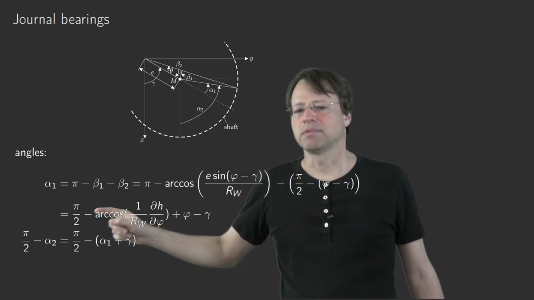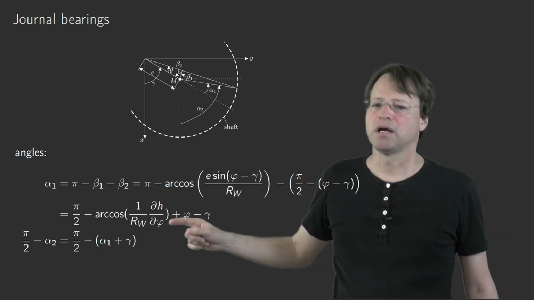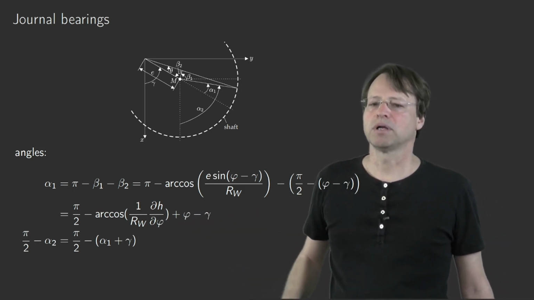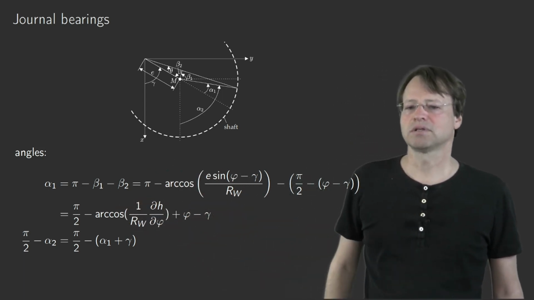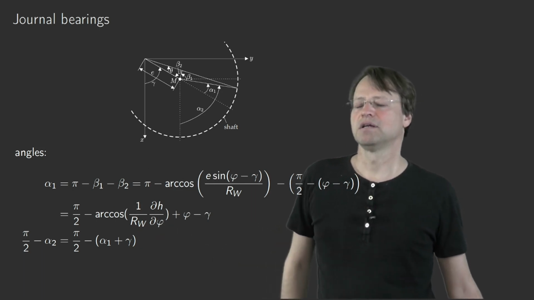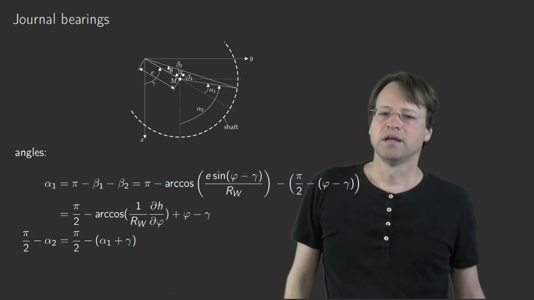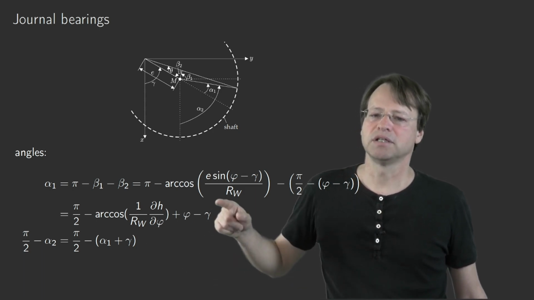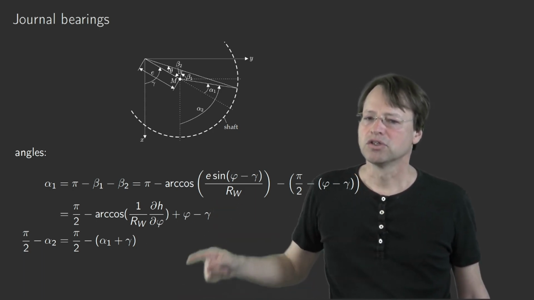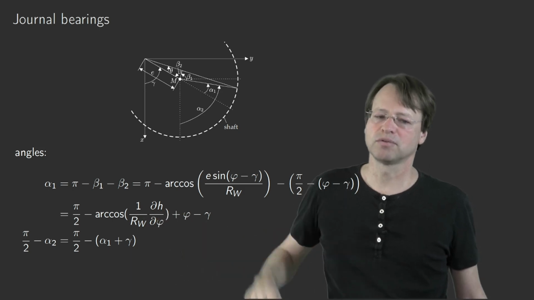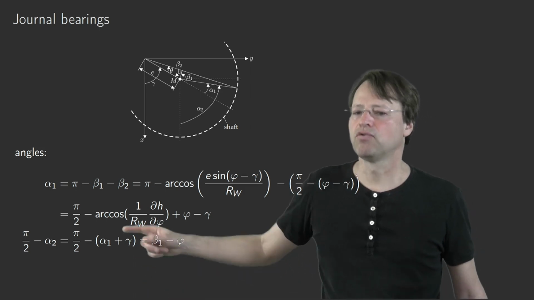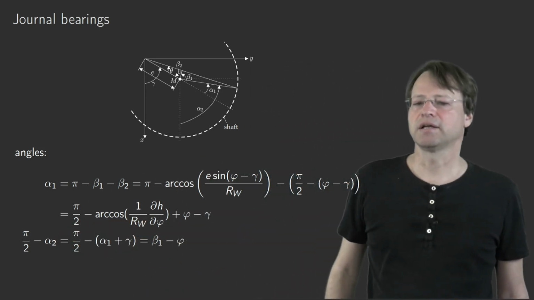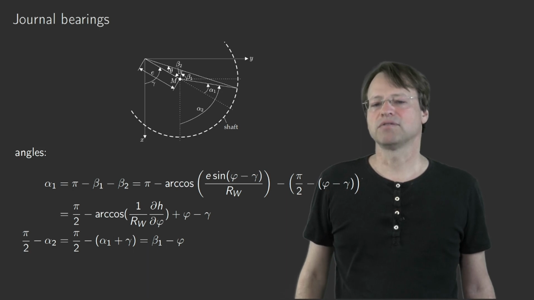So pi divided by 2 minus alpha 2 is then pi divided by 2 minus alpha 1 plus gamma. The result for alpha 1 is here. Good to see that it also starts with a pi divided by 2, and we have pi divided by 2 minus alpha 1 here, and that we have a plus gamma, but in the expression for alpha 1 a minus gamma. So it seems that many of these terms will go away, and we just have beta 1 minus phi for that argument of the angles pi divided by 2 minus alpha 2. So it's beta 1 minus phi.